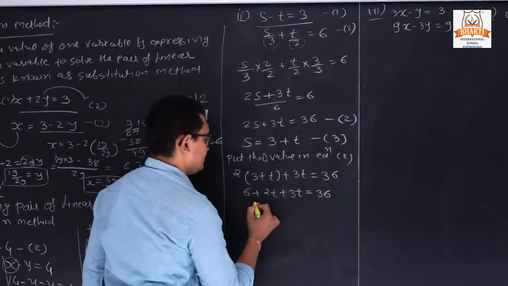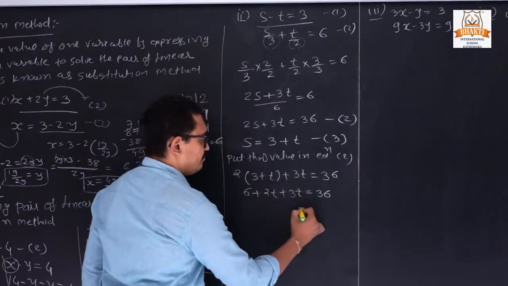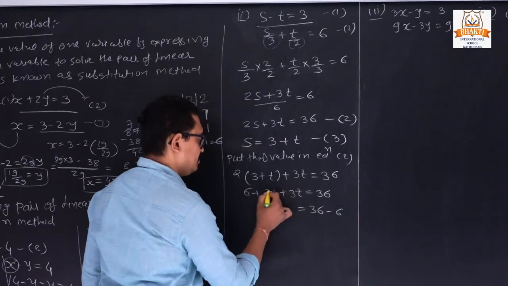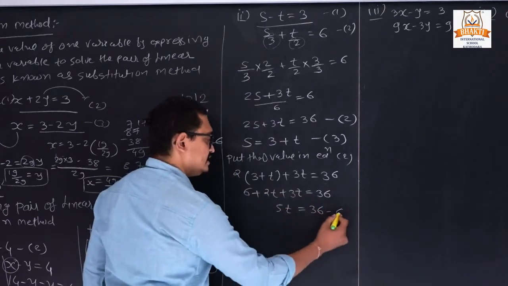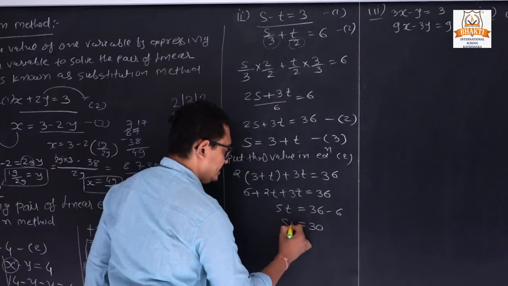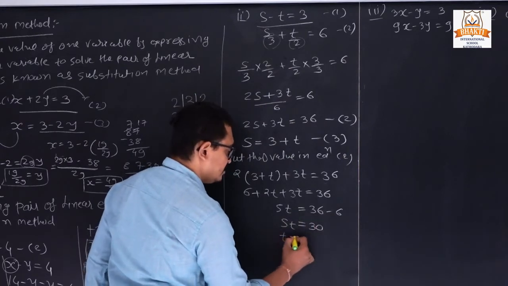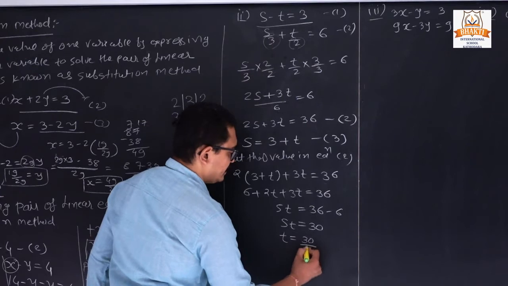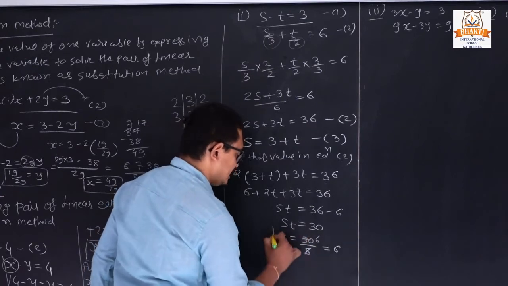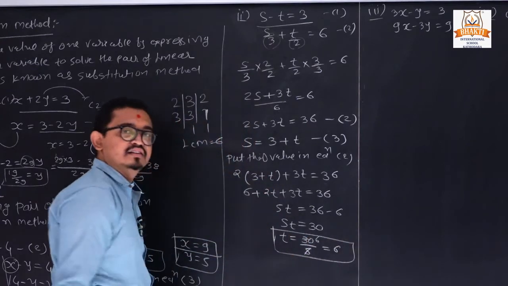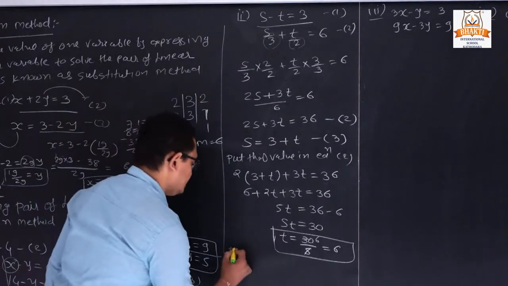Now this 6 is going to the second side, so it becomes minus, and 3t plus 2t it is 5t. 36 minus 6, so 30, and this 5 is going to the second side, so t is equal to 30 divided by 5, so 5 6s are 30. So what is the answer of t? It is 6.